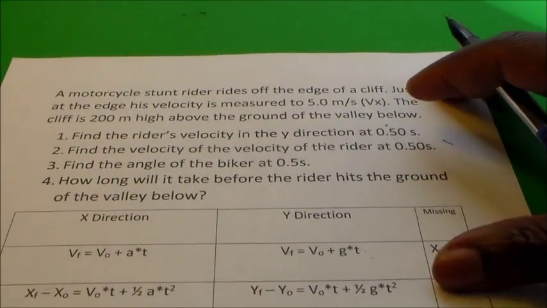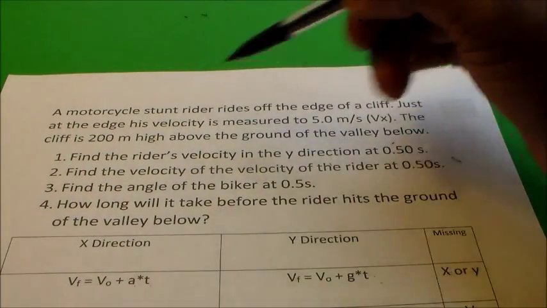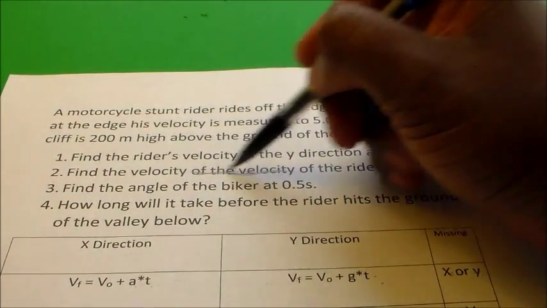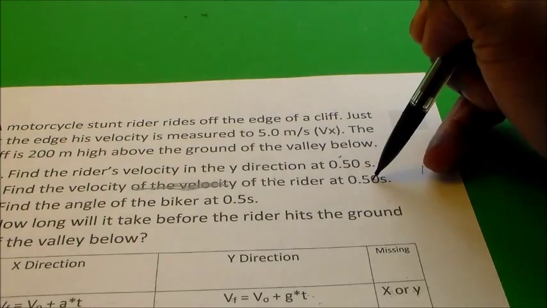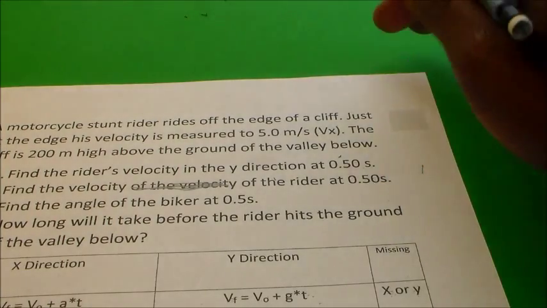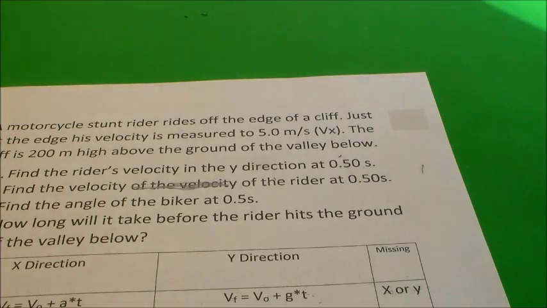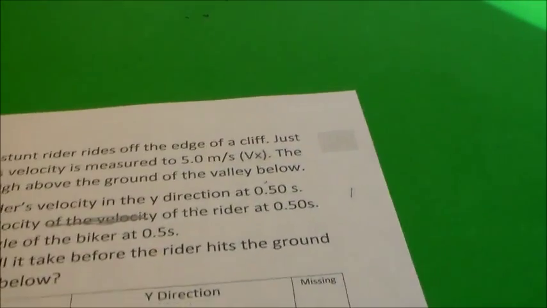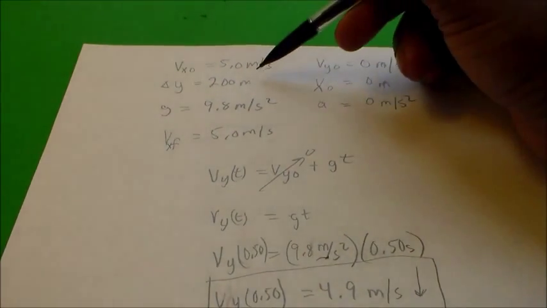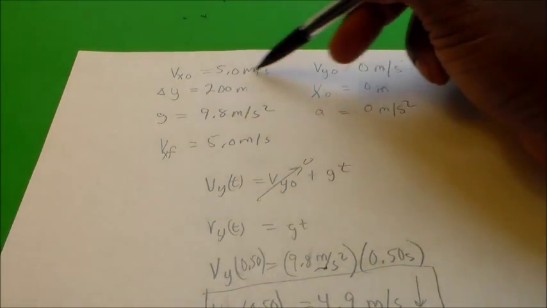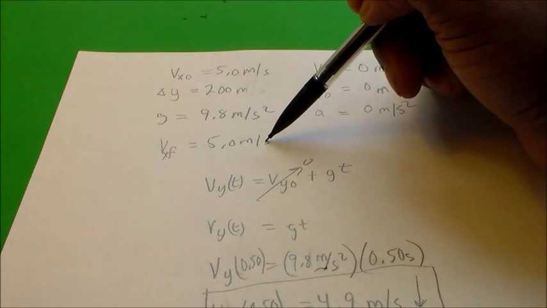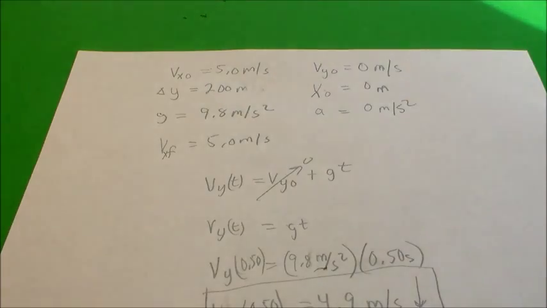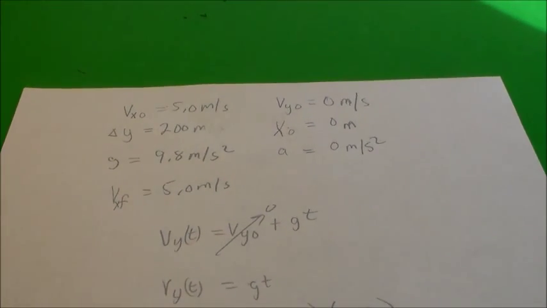Okay, so that is the answer to the first problem there. The second problem now asks us to find the velocity of the rider, and we have an error here, at 0.5 seconds, 0.50 seconds. The other one, we were finding the velocity in the y direction. And remember, we know what the velocity is in the x direction throughout the entire flight. It's always going to be that 5.0 meters per second. So because of that, we may actually use, let's use this paper from over here.